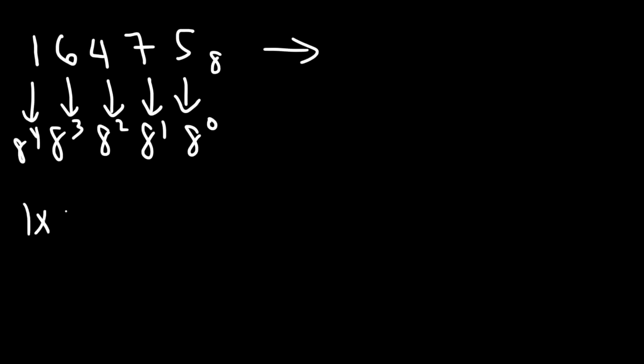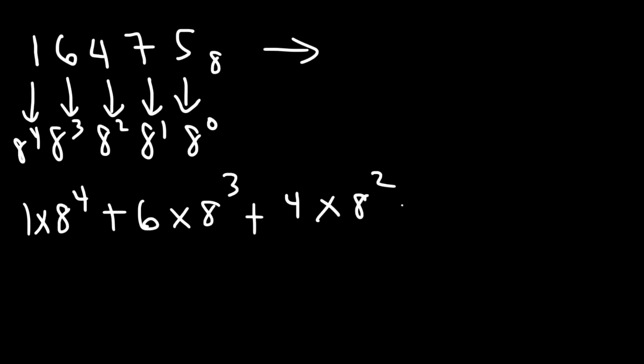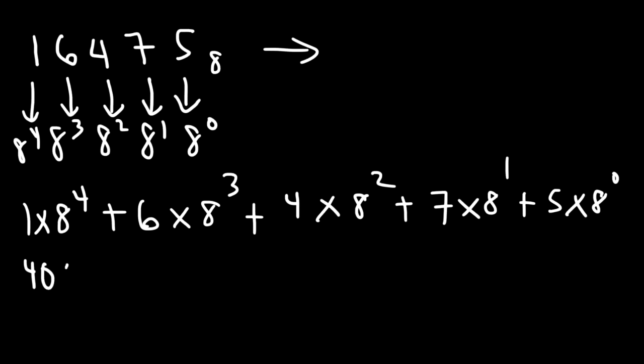So this is going to be 1 times 8 to the fourth, plus 6 times 8 cubed, plus 4 times 8 squared, and then plus 7 times 8 to the first power, and then plus 5 times 8 to the 0 power. Now 8 raised to the fourth power. If we multiply 4 8s together, 8 times 8 times 8 times 8, that's 4,096.